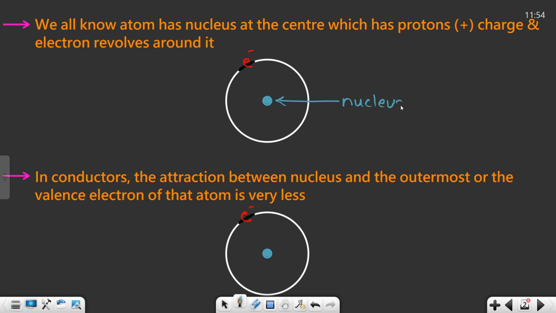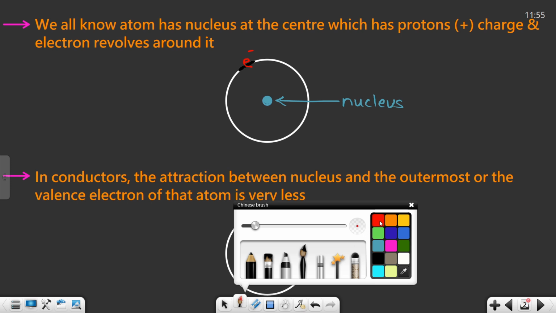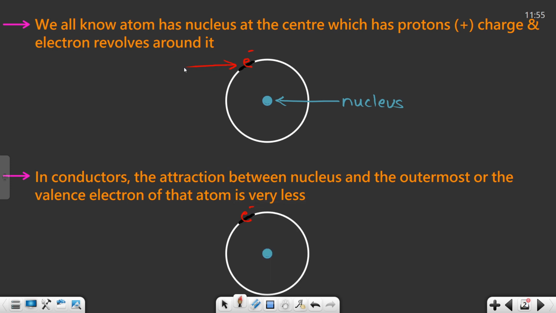Okay, and this is the electron. As of now, you don't focus upon which atom it is. Just assume that this is a random atom. We are not focusing upon what exactly this atom is. But what we know, I hope you all know this particular concept, the concept of atom. You have a nucleus at the center and electrons revolve around that. So this is what we can assume as of now.